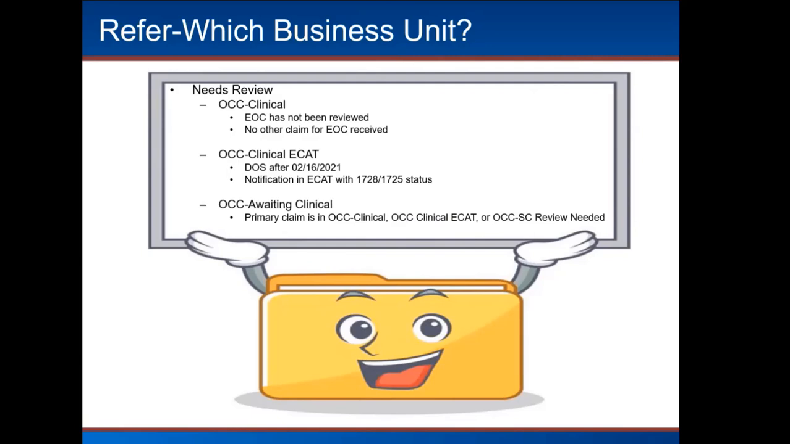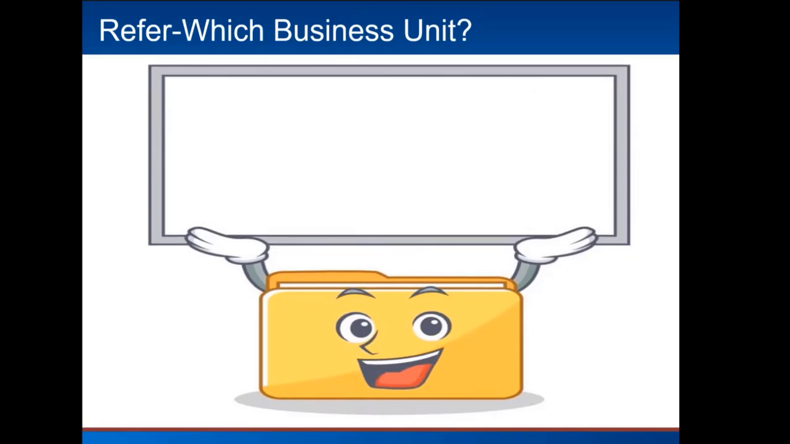Finally, if no decision has been found, but another claim is in a review business unit, such as OCC Clinical ECAT, or OCC SC review needed, the ambulance claim will be referred to the awaiting business unit along with all the other professional claims for that episode of care.